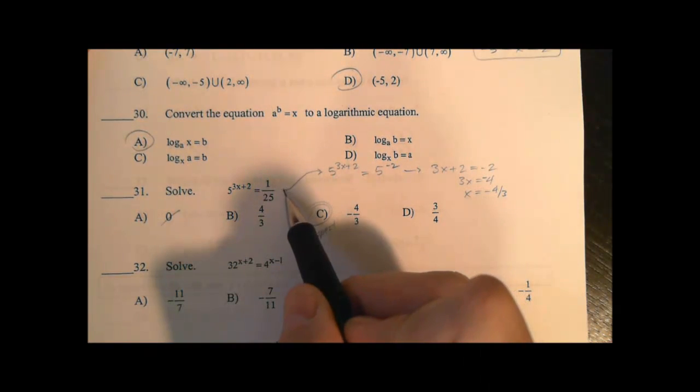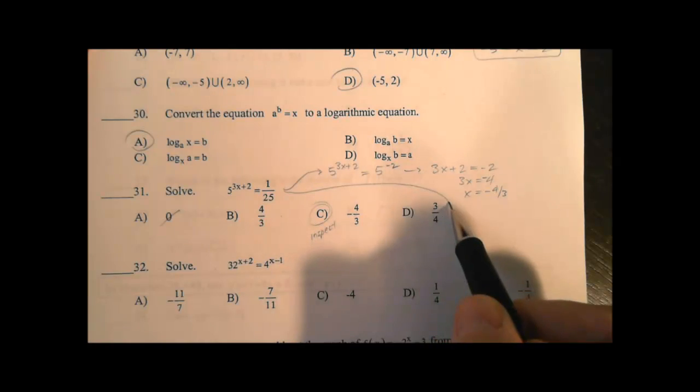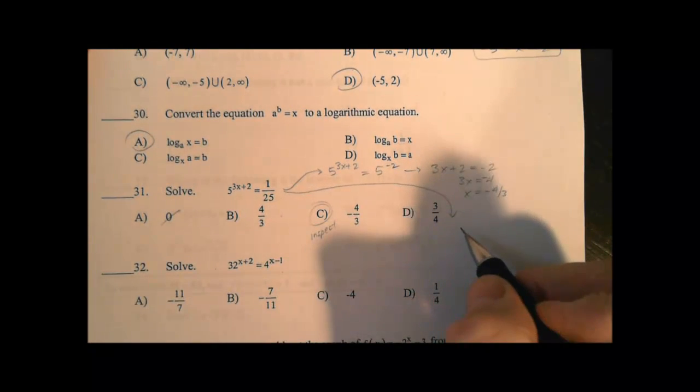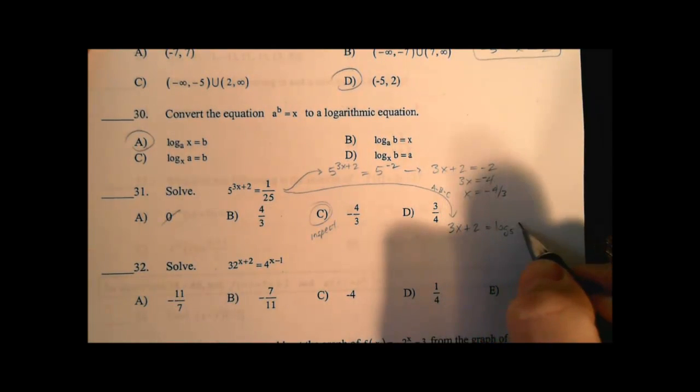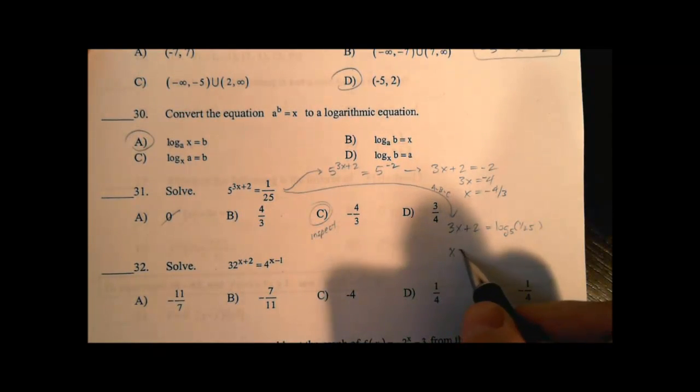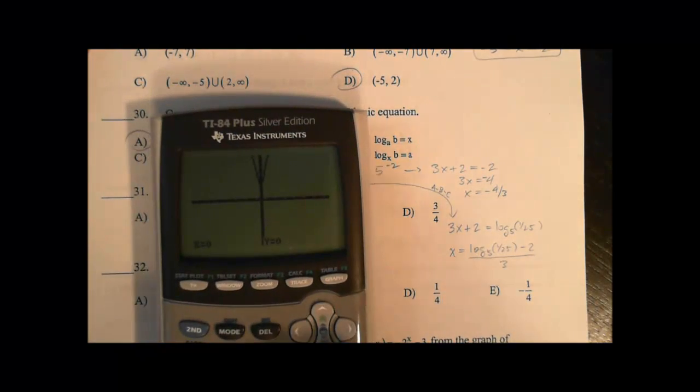Another way to do it, in the interest of doing it as many ways as possible, take log of both sides. Now you could take natural log, you could take base 10 log, you could take base 5 log, which I think would be a little bit easier. And I'm not going to simplify, that's just a number. In any case, I get x is equal to log base 5 of 1/25 minus 2 over 3. And I can check that on my calculator.